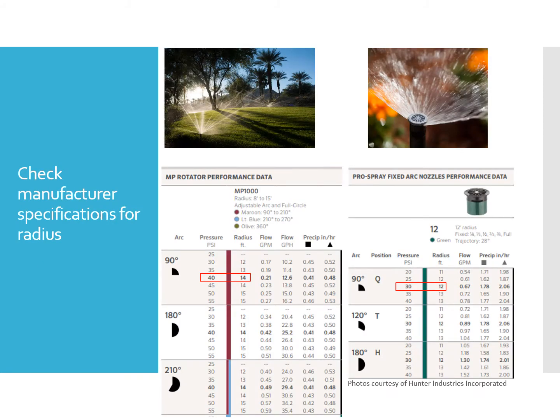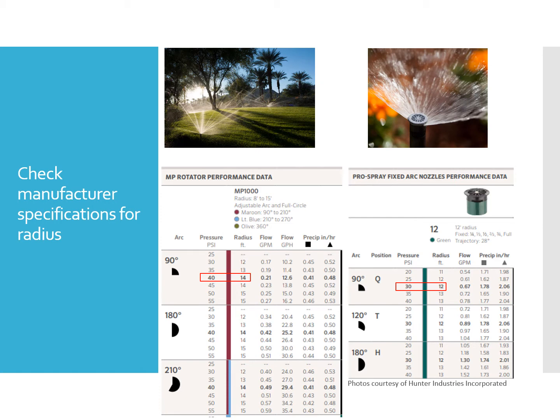Again, you want to check the manufacturer's specifications for its radius, and you also want to check and make sure that you're working at the right PSI. So over here we have the Hunter NP rotator, and it shows in bold that 40 PSI is the optimal pressure for this particular sprinkler head. So at 40 PSI, this sprinkler head will go 14 feet. And you'll see that that's consistent for the 90-degree pattern, the 180-degree pattern, and the 210, that at 40 psi they all go 14 feet.